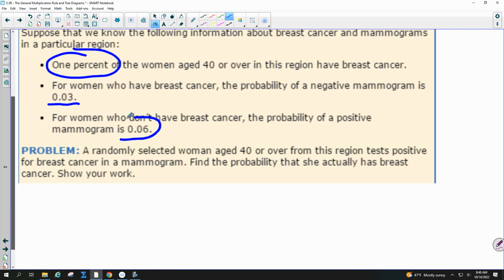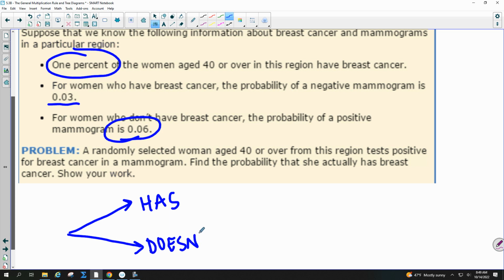All right, what do you think my first branch is going to be? Yeah. Okay. So they either have it or they don't. All right. So have it is 1%. So 99% do not. All right.